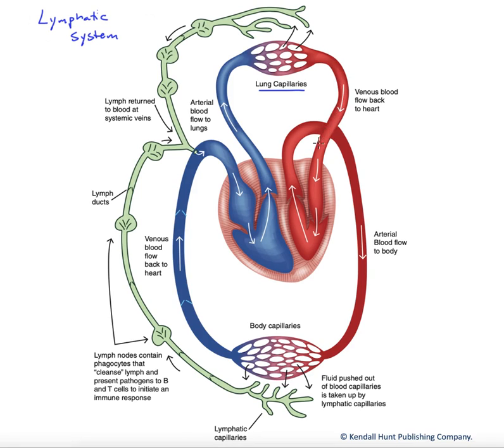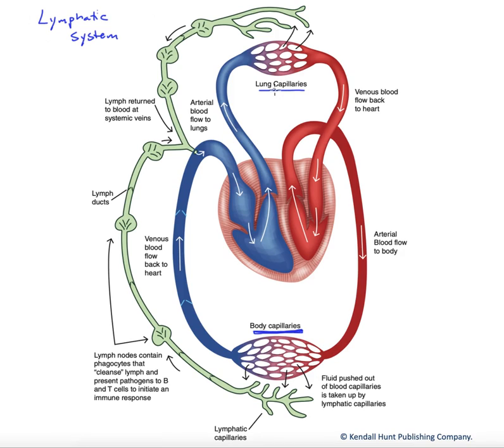Now that oxygenated blood is going to come back to the left side of the heart, be repressurized to travel to what we call the systemic circuit. Right? It's going to travel to all of the body capillaries that are not at that alveolar surface for gas exchange in the lungs. And so these capillaries are found pretty much everywhere except the lungs.